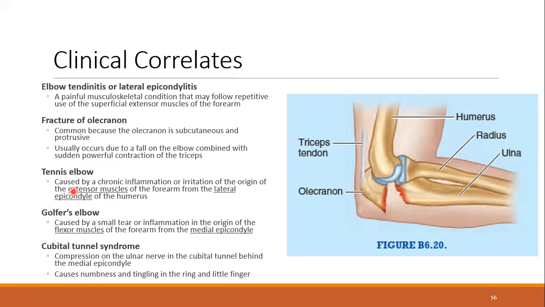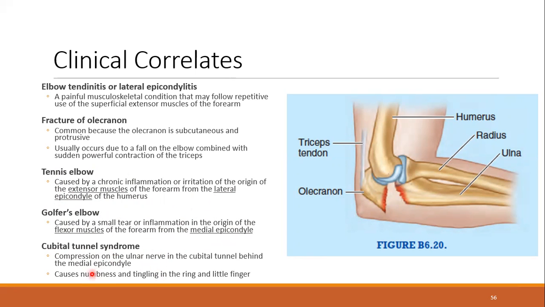As opposed to golfer's elbow, think of when a golfer is making a swing to hit off of the tee. That's flexion of your forearm, so this is overuse of your flexor muscles. You're going to end up with pain at the medial epicondyle because that's where your common flexor tendon is. So common flexor tendon, medial epicondyle, versus common extensor tendon at the lateral epicondyle.